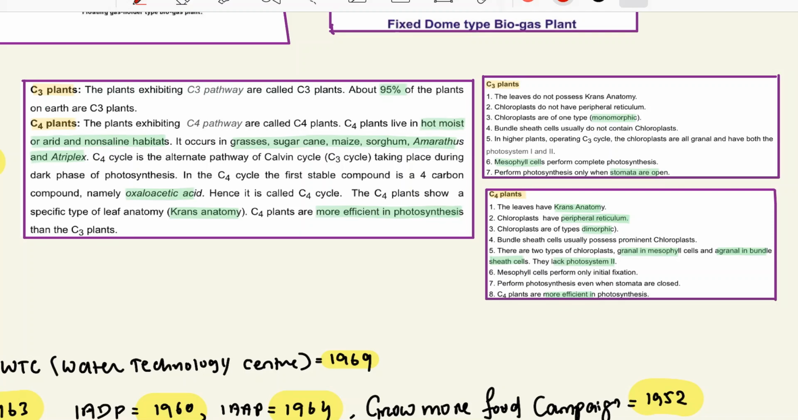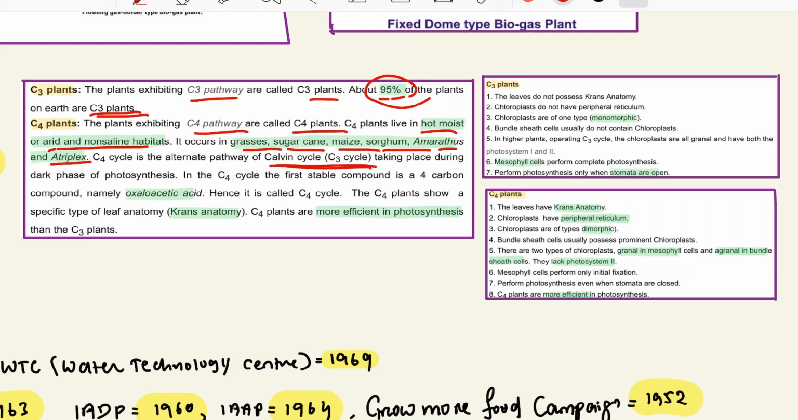Let me tell you, the plant exhibiting the C3 pathway is called a C3 plant. About 95% of the plants on the earth are of C3 type. The plants exhibiting the C4 pathway are called C4 plants. C4 plants live in hot, moist, or non-saline habitat. They occur in grasses, sugarcane, maize, sorghum. These are the examples of C4 plants.